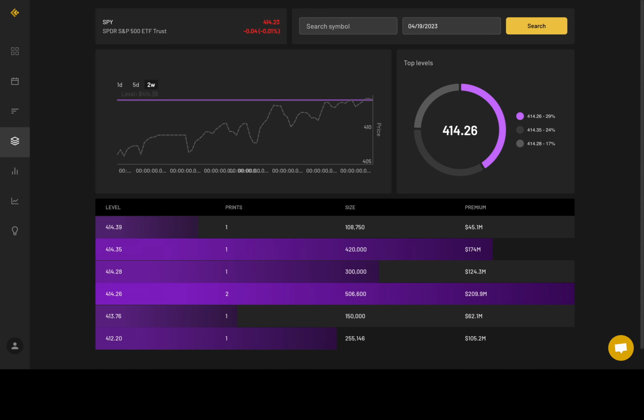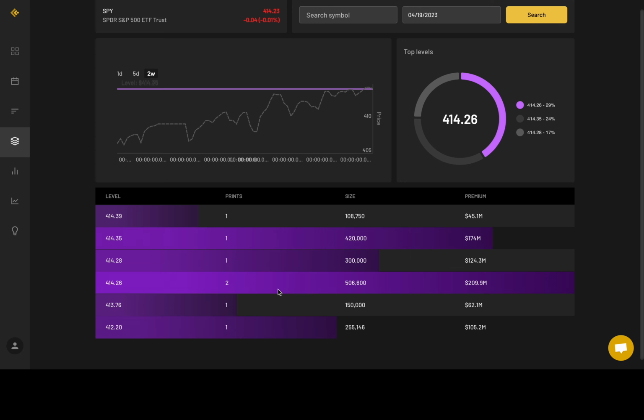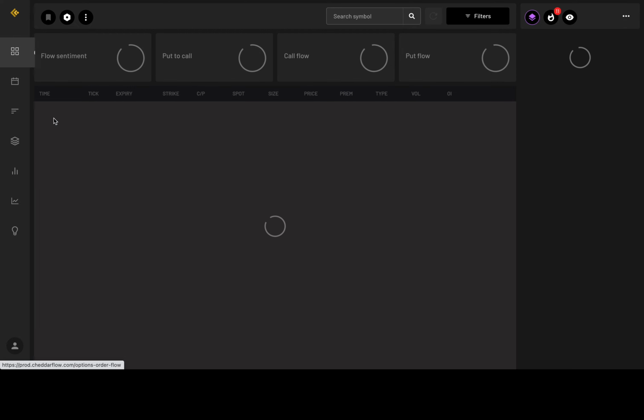All right? Now, here is the dark pool. Didn't get much activity in the dark pool. The most liquidity level we got was at 414.26. It's only a little over 200 million in premium, so nothing that I think is worth mentioning. I like the ones that are over $1 billion. So not that much liquidity in the dark pool.